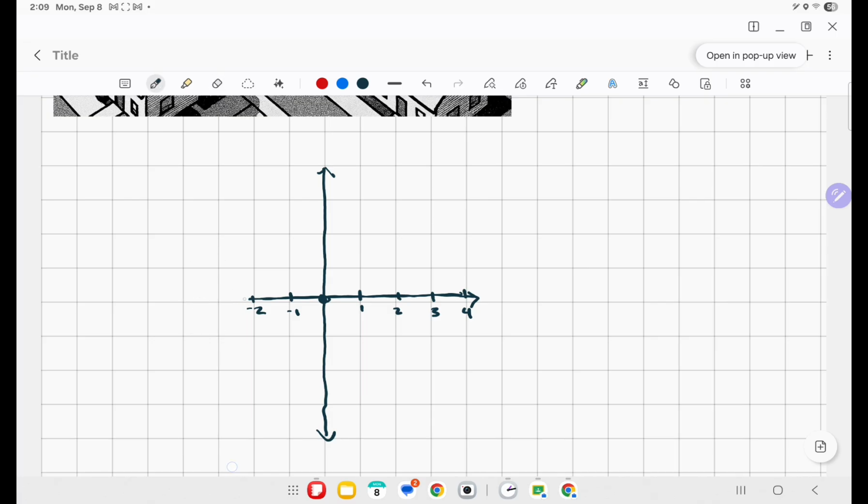I don't have my 4 on this side. Let me get my 4. There we go. 1, 2, 3. My 4. You don't have to have your numbers on the same side as mine.